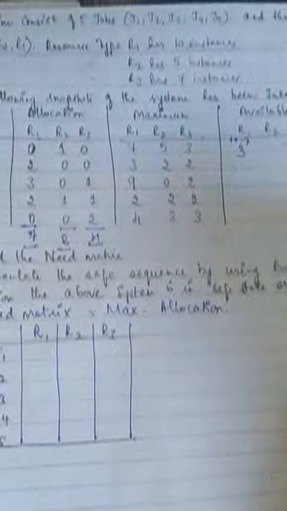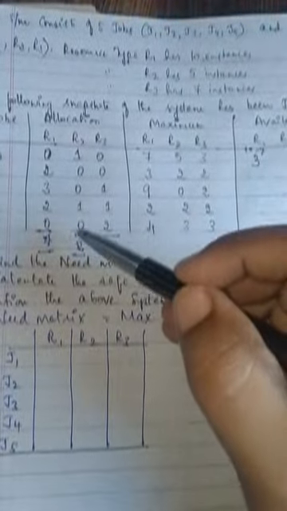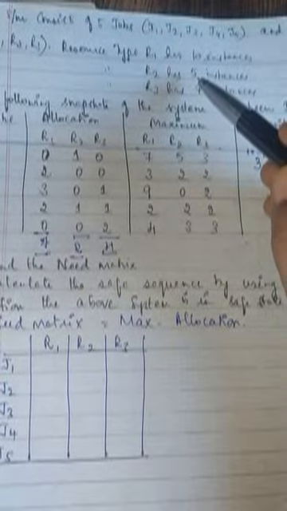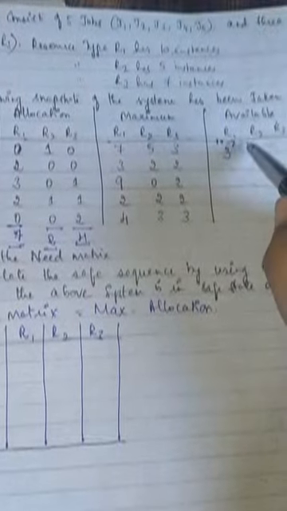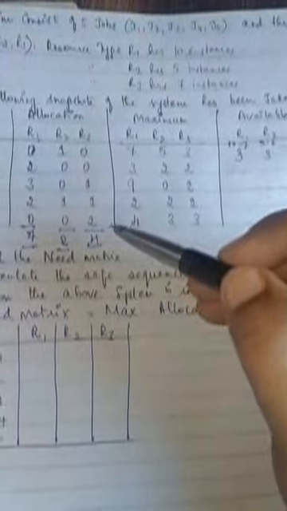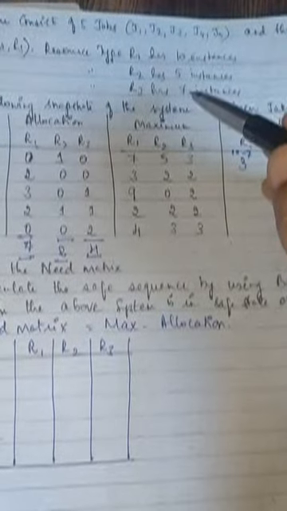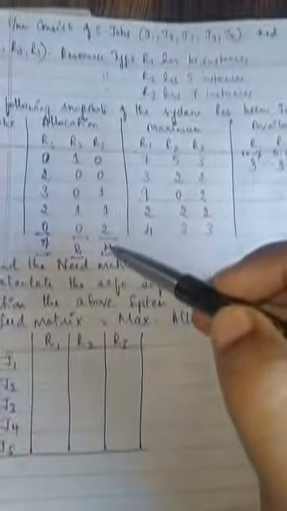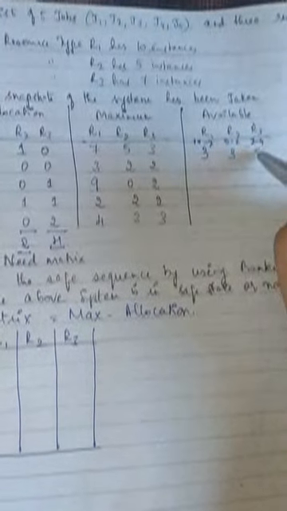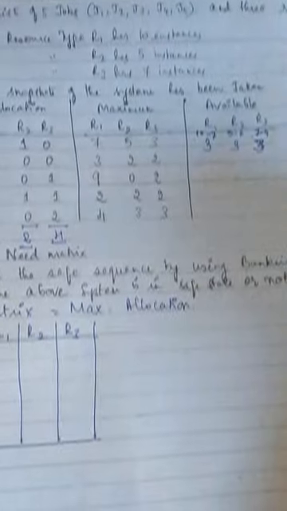So available is 3. Similarly for R2, how many are allocated? 2 are allocated. 5 are there in total. So 5 minus 2, that is 3 available right now. Similarly R3, 4 are allocated, and a total of 7 are there. Out of that 4 is allocated. So 7 minus 4, that is 3. This is how you have to calculate the value of available.